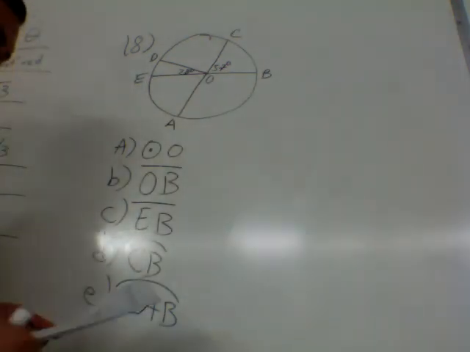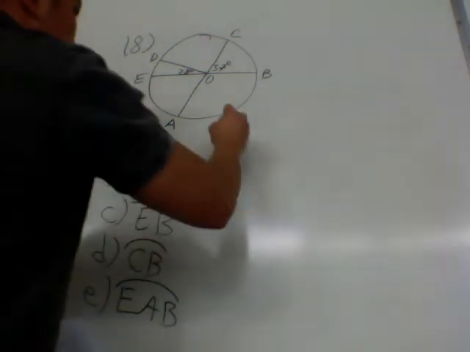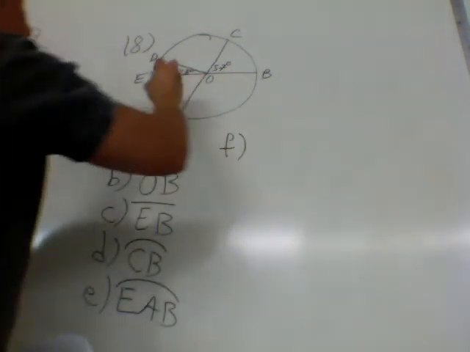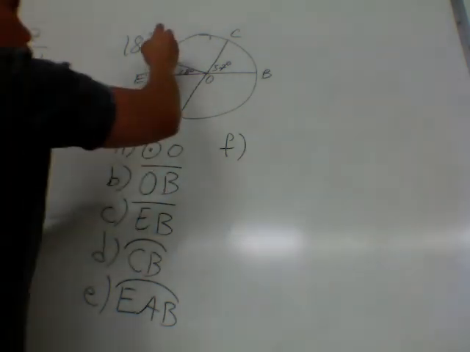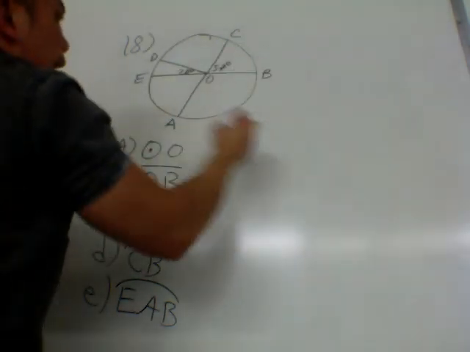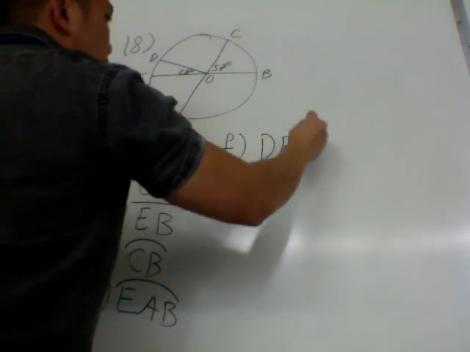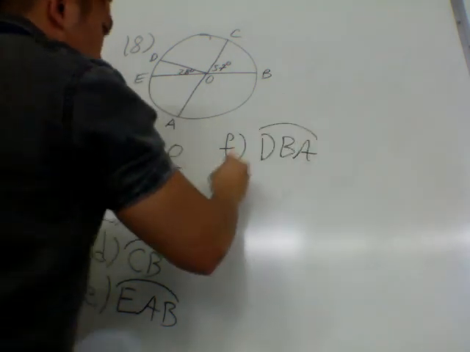Now, letter F is a major arc that starts at D. Major arc is something that's greater than halfway. So I know DBA is greater than halfway. So that's a major arc.